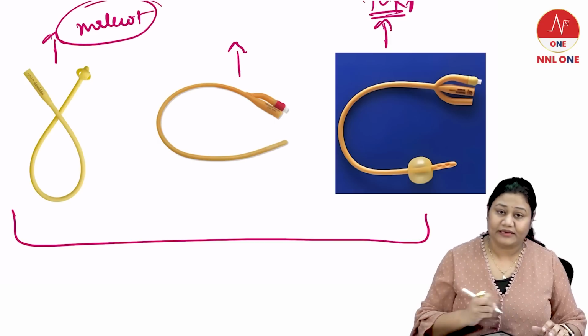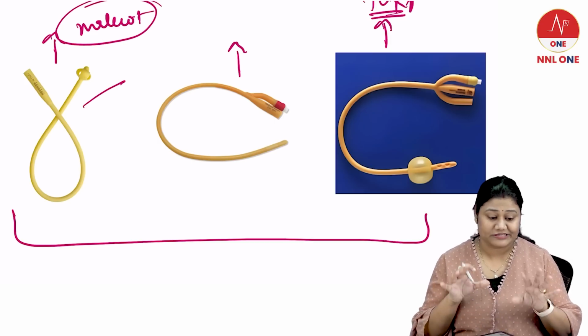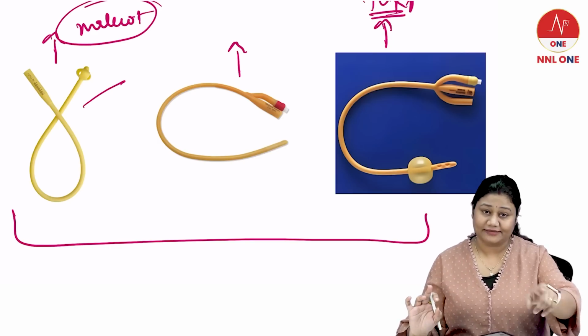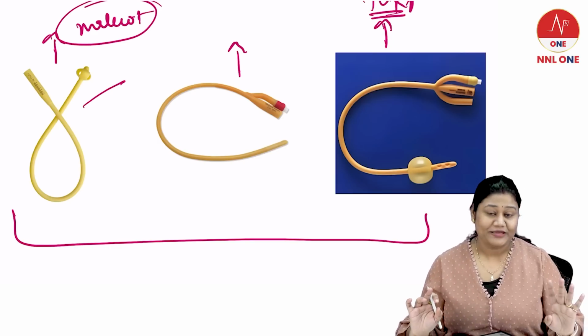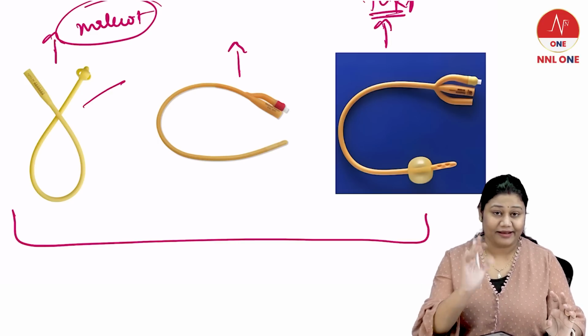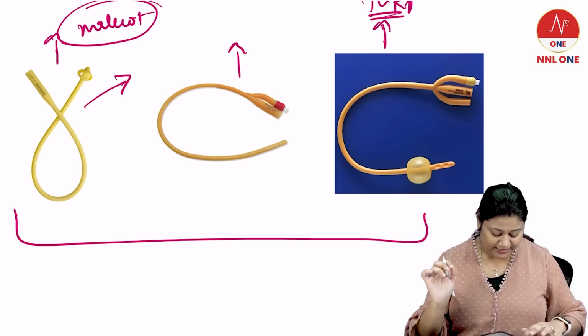Many times it happens that a Mellicott catheter cannot be orange in color, because we have a habit of seeing the Mellicott catheter in orange. When we see an orange catheter, we say this is Mellicott. No, you have to think one step ahead of the examiner. So this is your Mellicott catheter, commonly a self-retaining catheter.